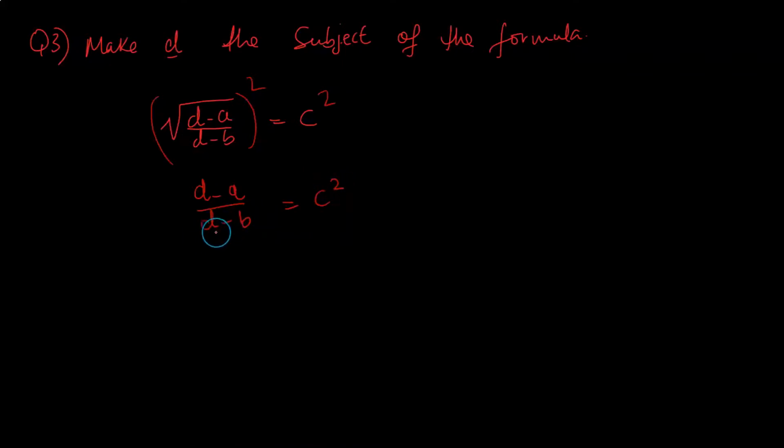Again, I need to rearrange and make sure d are on one side, not as numerator and denominator, but they need to be completely factorized and separated from everything else. So I'm going to multiply both sides by d minus b in order to remove that. So multiply by d minus b here and by d minus b on this side with all this. So this and this cancels, and we have d minus a equals c squared d minus bc squared.